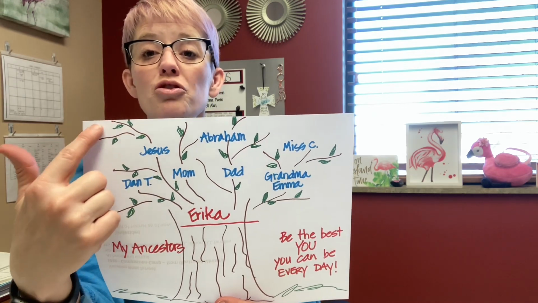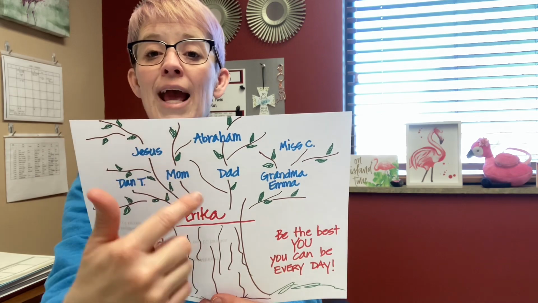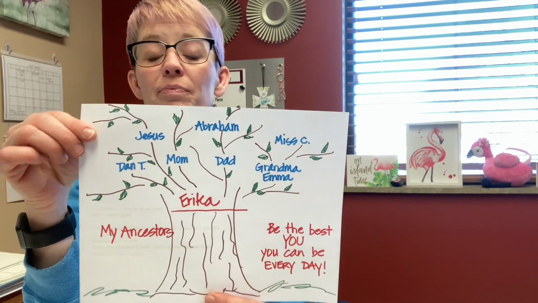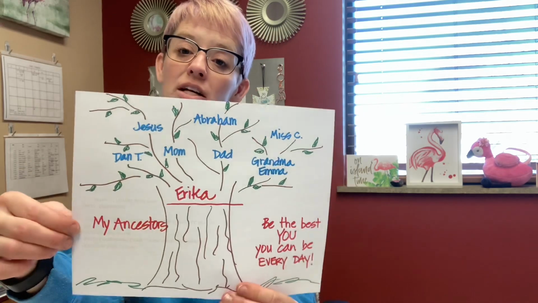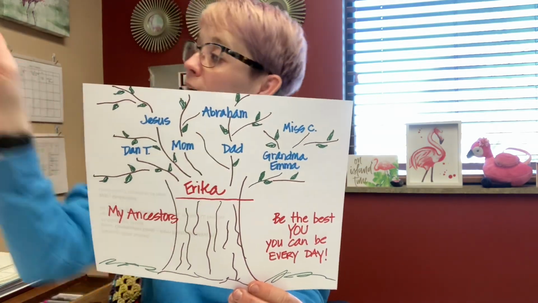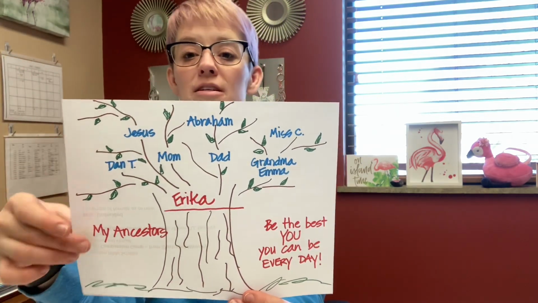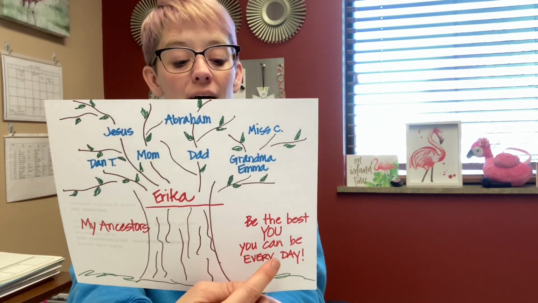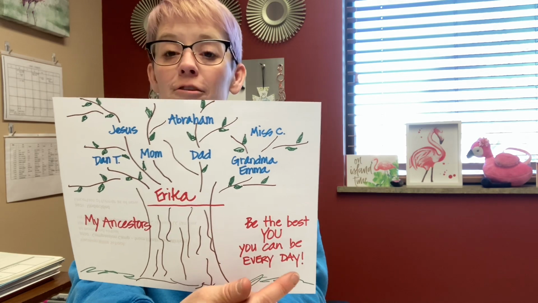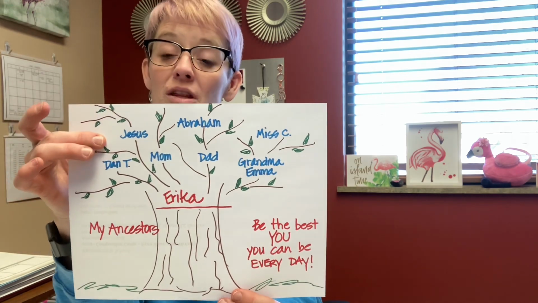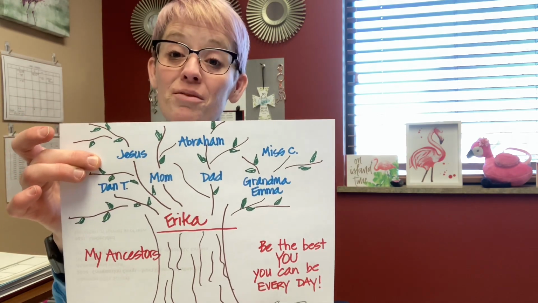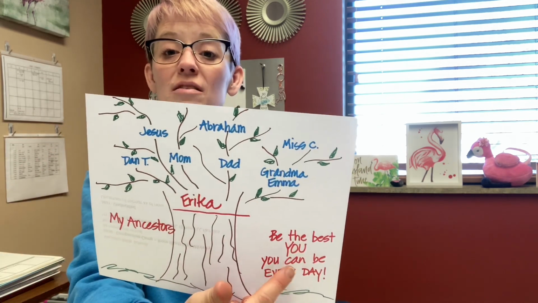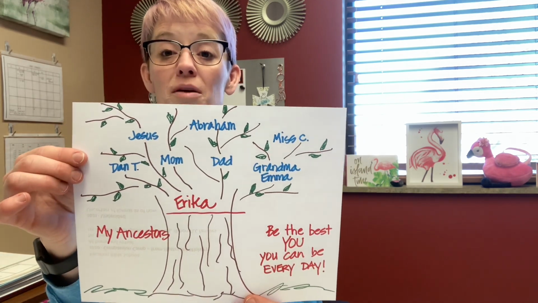I just drew my branches through my names, and then I added some leaves to make it look like a tree. Then I put a title on here so that I can hang it. I'm going to hang it on my board over here in my office. And it says, "My ancestors, be the best that you can be every day." When I remember these people, they make me want to be the best. So it's a good visual reminder, as well as a little note to remind myself to be the best I can be.